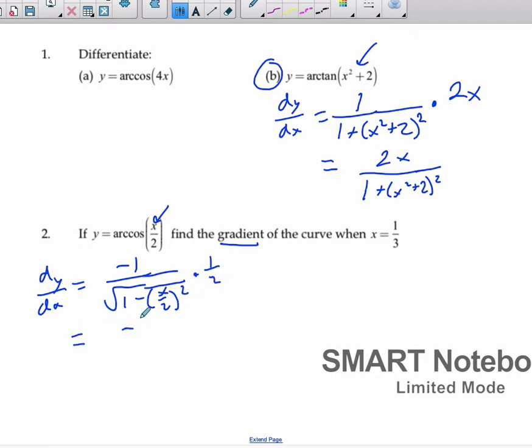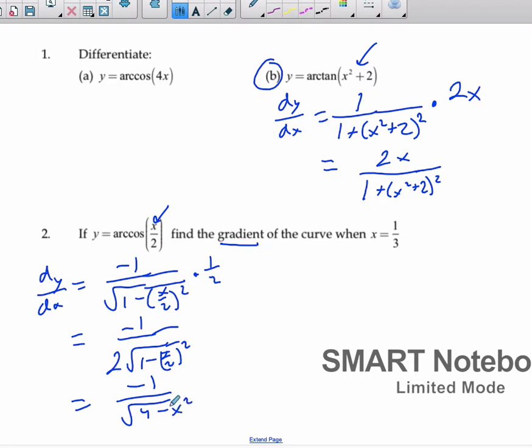Okay, so that's equal to negative 1 over 2 root 1 minus x over 2 squared. You could even simplify a bit more because 2 equals root 4, so you can multiply by 4 everything inside here. So it's 1 over root 4 minus, that 4 cancels with this 4.